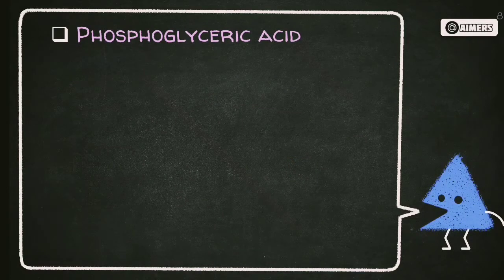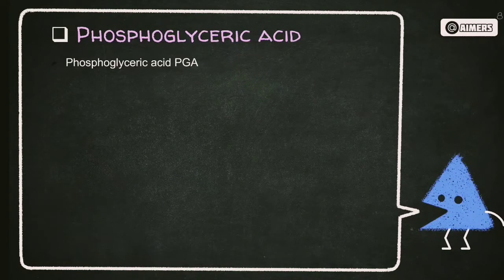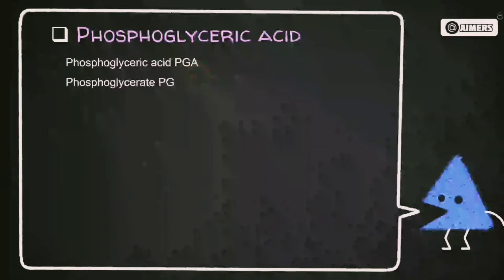Now, the next component over here is phosphoglyceric acid. Now, what is phosphoglyceric acid? Phosphoglyceric acid is written as PGA. P means phospho, G means glyceric and A means acid. And it is also called phosphoglycerate and is written as PG. As you can call acetic acid as acetate. Okay, acid can always be called as ate, like acetic acid, acetate. Similarly, phosphoglyceric acid can be called phosphoglycerate.